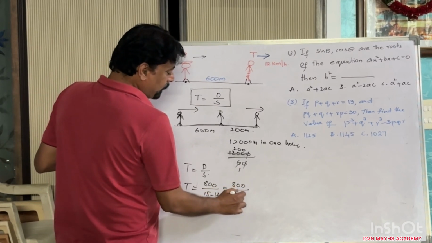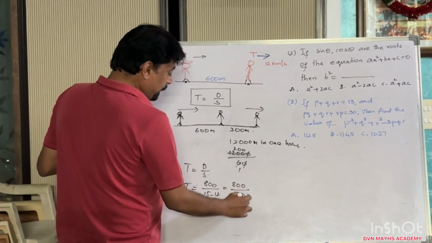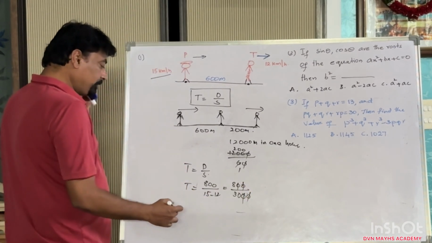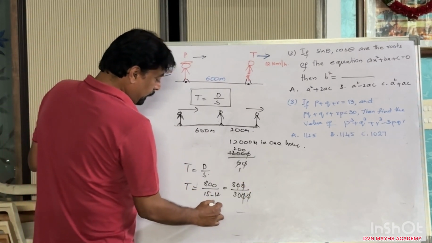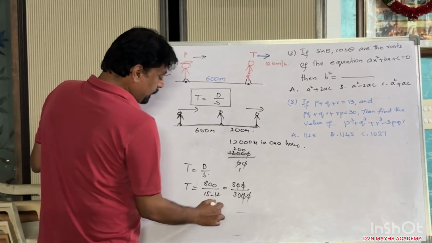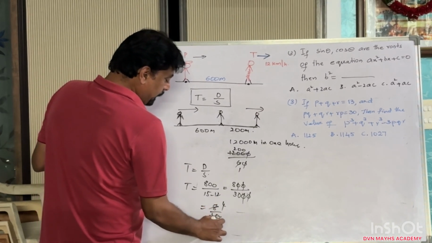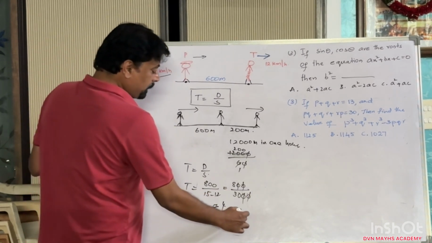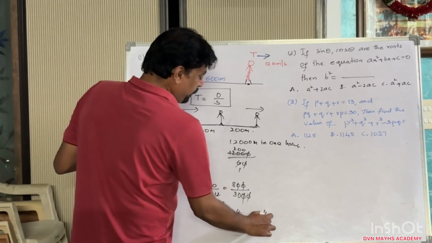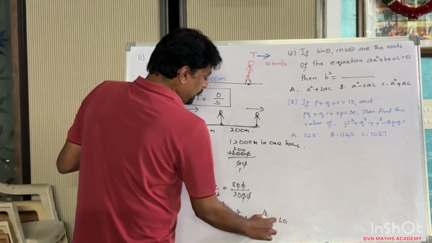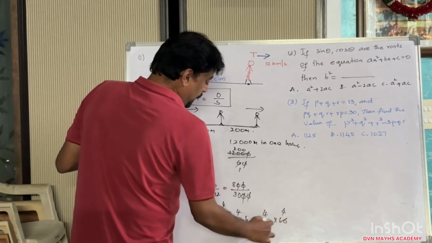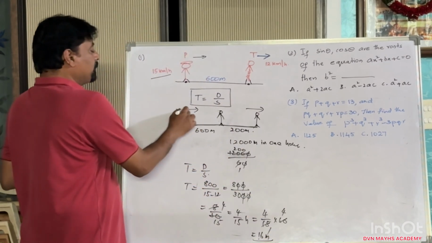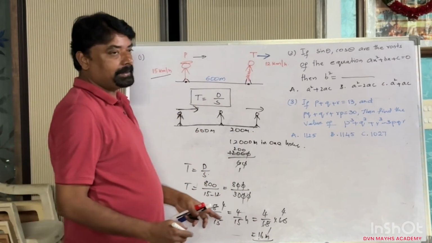This is in kilometers, you convert into meters. 3000, 1, 2, 1, 2, that is equal to 8 by 30. This is 4 by 15, so 4 by 15 hours. If you convert this into minutes, 4 by 15 into 60, then 16 minutes. In this situation, the police will catch the thief in 16 minutes.